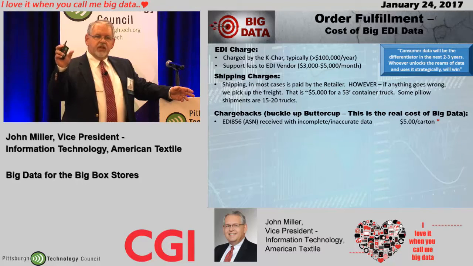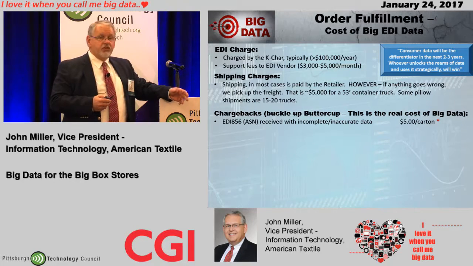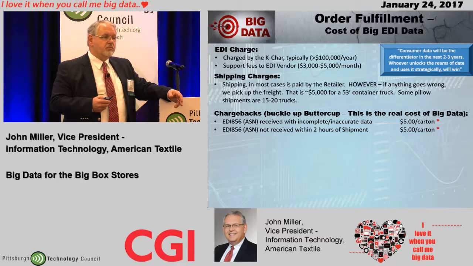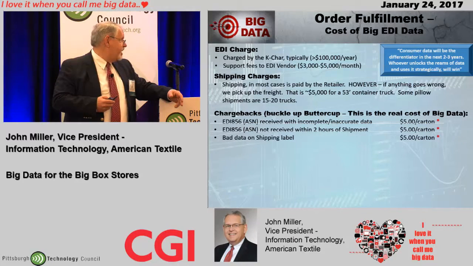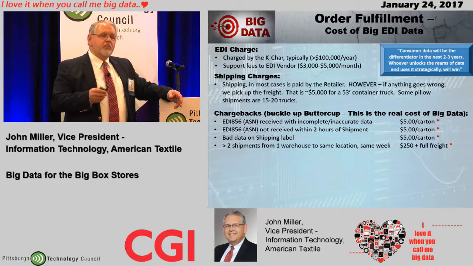Those ASNs, that confirmation that says we shipped you something, if it's incomplete or inaccurate, it's $5 a carton. You send them 10,000 cartons, it's a lot of money. If the ASN is not received within 2 hours of when we ship it, it's another $5. If we have bad data on the shipping label, it's another $5. In some vendors, if we ship more than twice from one warehouse to one location, we get a $250 fine and we have to pay for the freight.